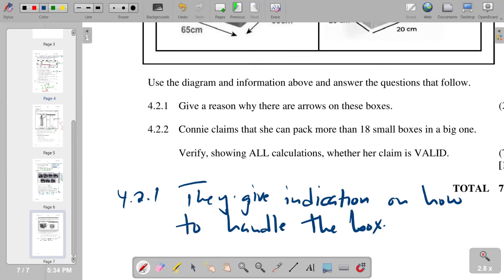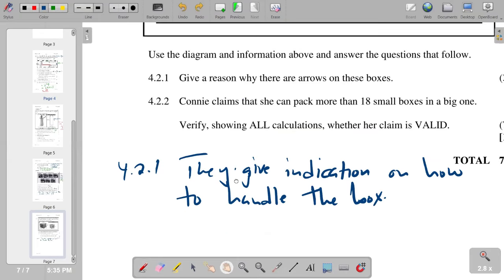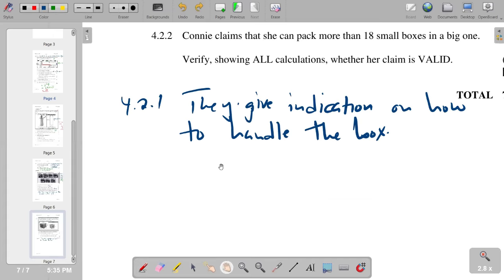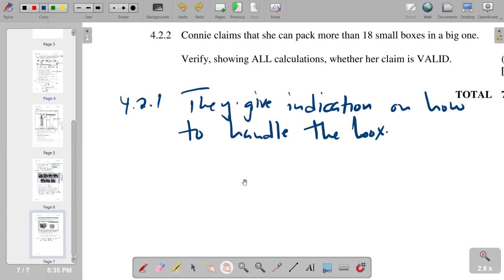And then the next question says, Connie claims that she can pack more than 18 small boxes in a big one. Verify, showing all calculations, whether the claim is valid. So obviously we need to first align the dimensions by dividing the bigger dimension with the small dimension, and then we multiply the answers. So we can start with the length.